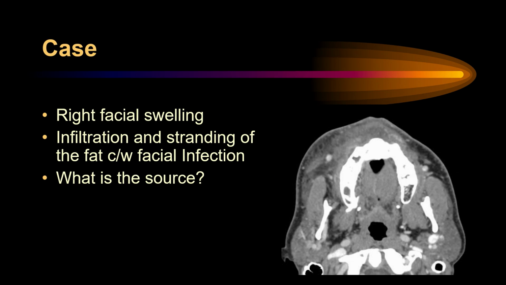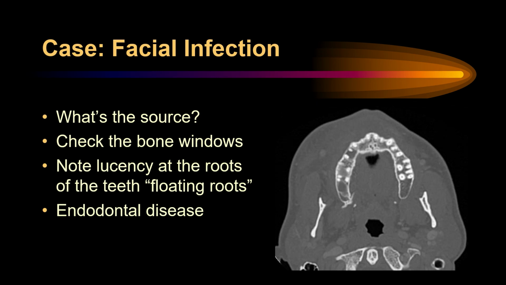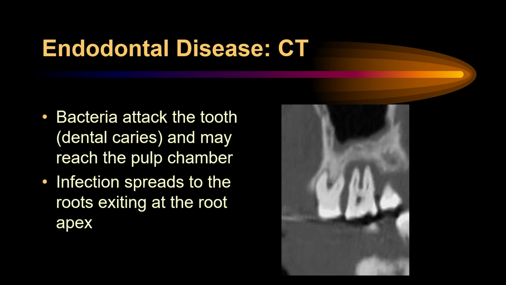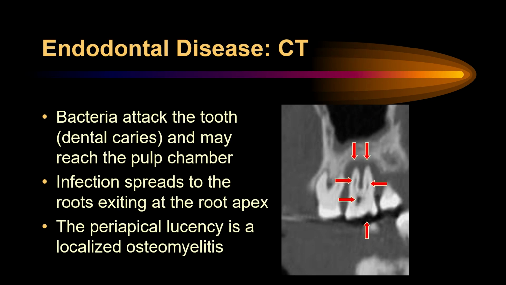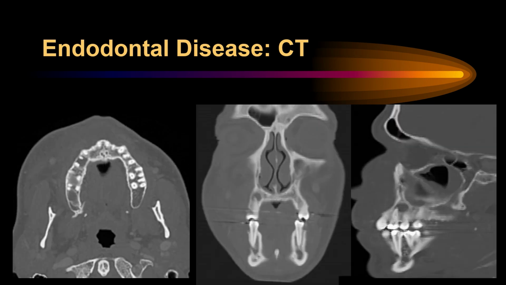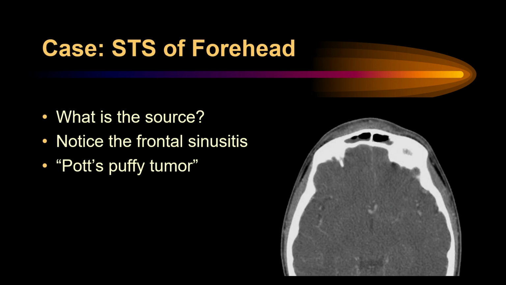We see swelling over the right face. Where is it coming from? We see kind of a funny floating root in this tooth. And this is basically endodontal disease. You have a cavity. It spreads to the pulp chamber. It spreads to the dental roots. It exits at the root of the tooth and sets up a localized osteomyelitis, endodontal disease. Common, at least in my ED population. And you can see that cyst in any projection you choose. Endodontal disease.